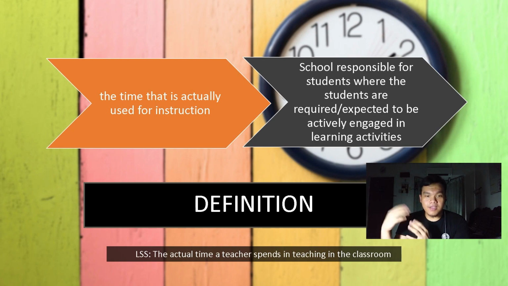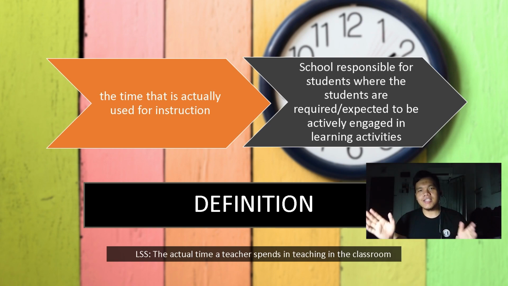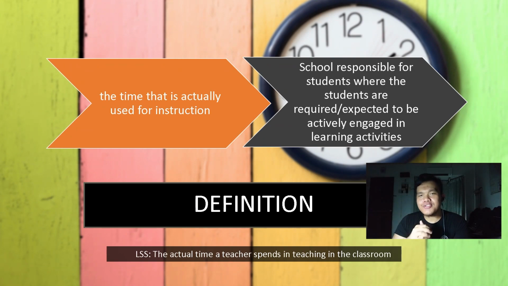What is the definition of instructional time? Instructional time is the time that is actually used for instruction. In other words, schools are responsible for the students while the students are expected to be actively engaged in the learning activities. Basically, instructional time is the teachers' and students' time engaging in learning activities. Whatever they are doing, if they are engaging in learning activities, that's what we call instructional time. It is not easy to manage time in the classroom, because there are a lot of problems regarding managing a classroom, especially time.